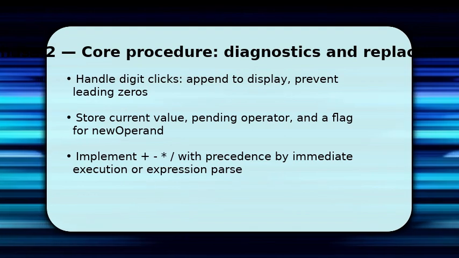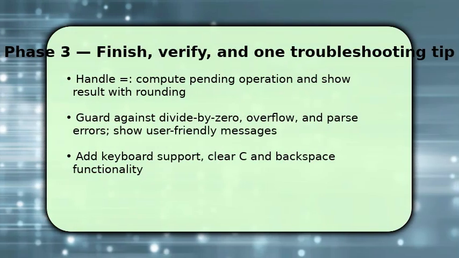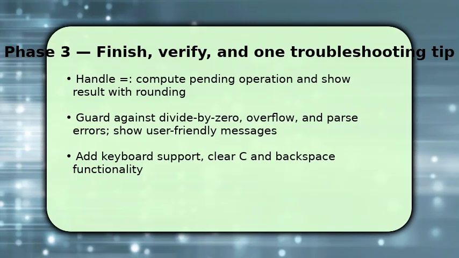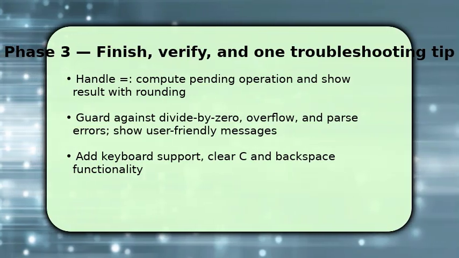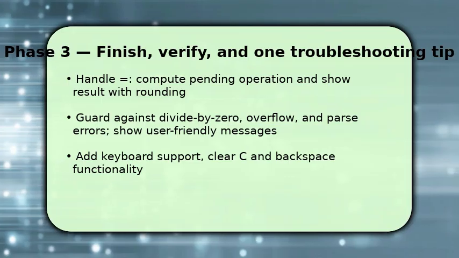Finish by coding the equals behavior to apply any pending operator, parse the display safely, and display a rounded result where appropriate. Use double.TryParse to avoid crashes.